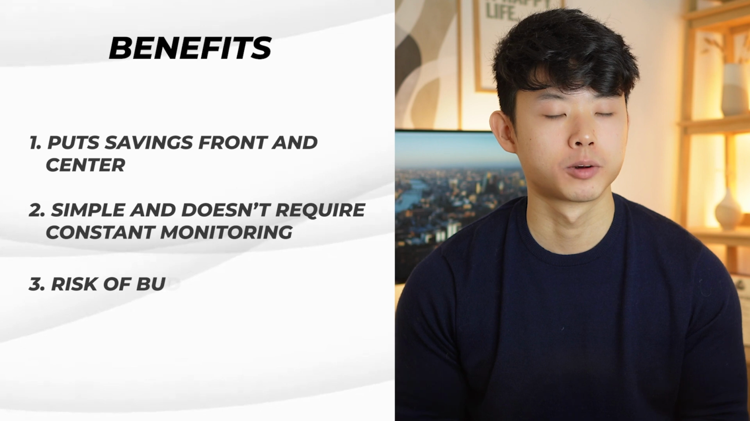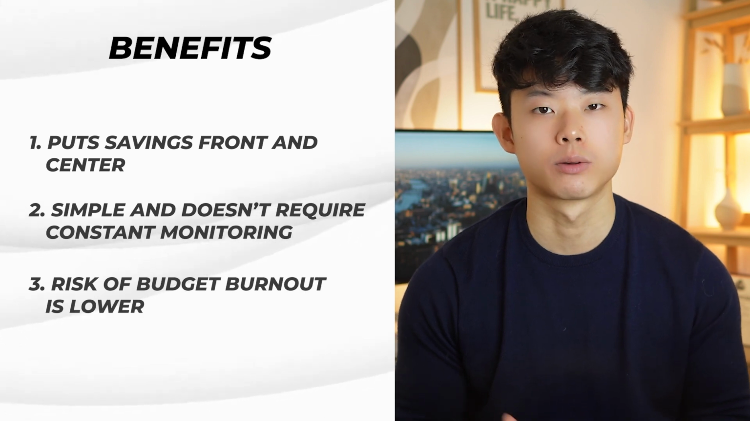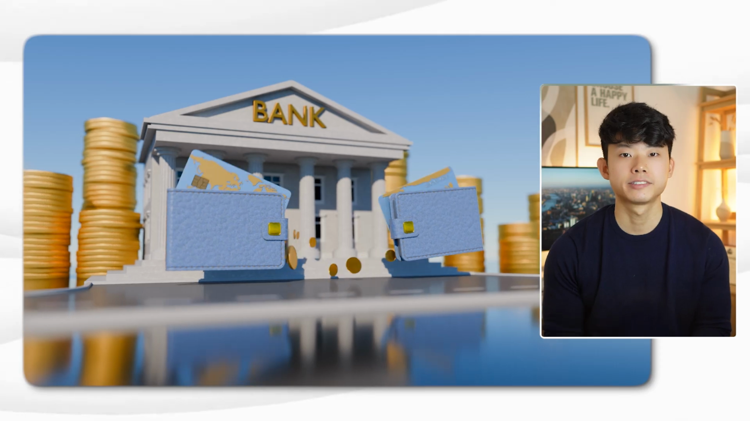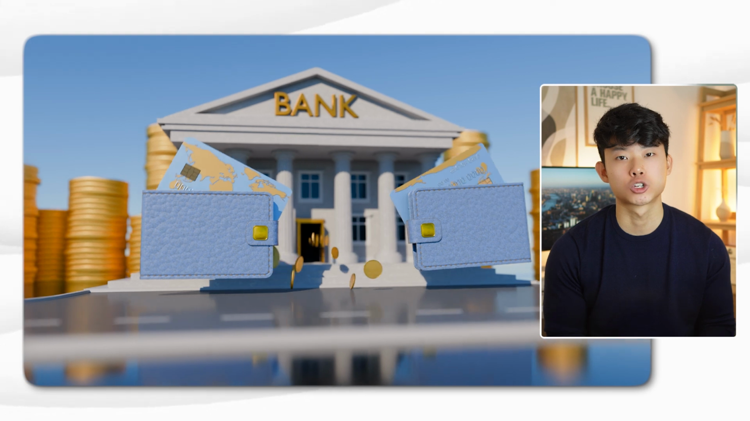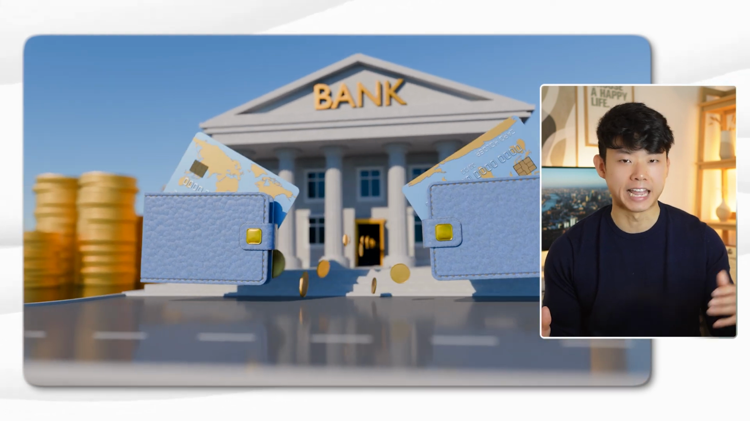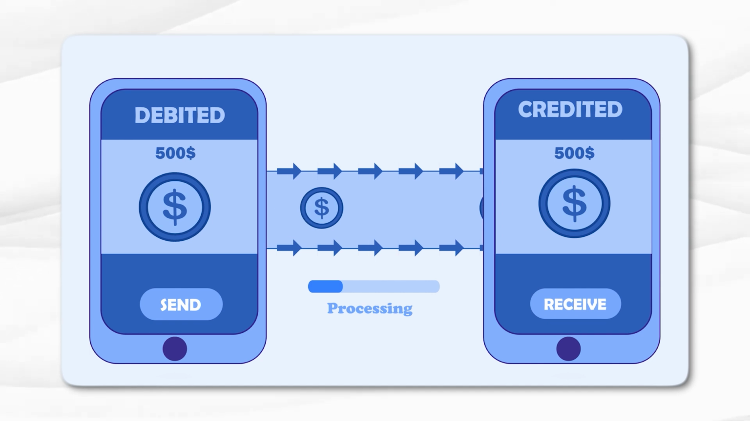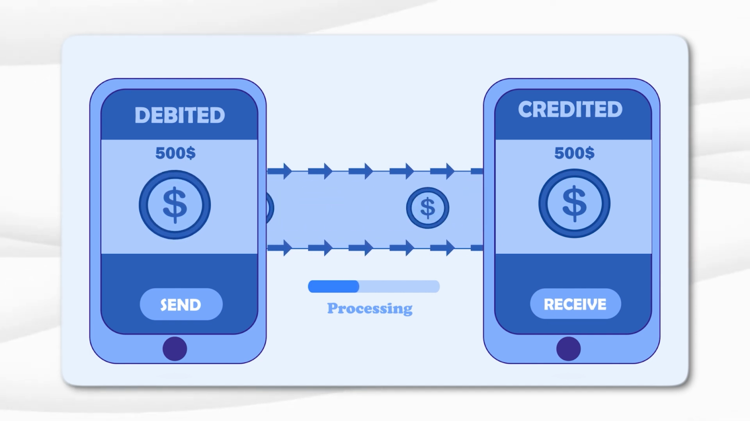Third, your risk for budget burnout is much lower with reverse budgeting. If you found that the upkeep for some of the other budget methods led you to get tired or quit budgeting altogether, this method can be much easier to stick with for the long run. And fourth, it can be easily automated. Many banks let you set up scheduled automated transfers between your checking and savings accounts, so you can automatically transfer a certain percentage of your paycheck to your savings without having to lift a finger.